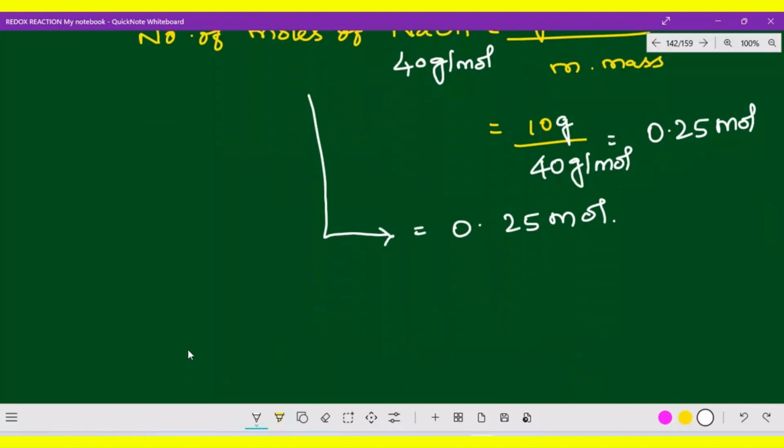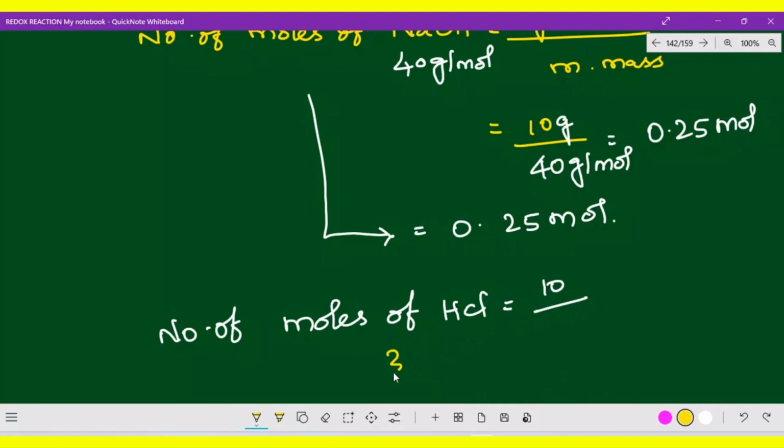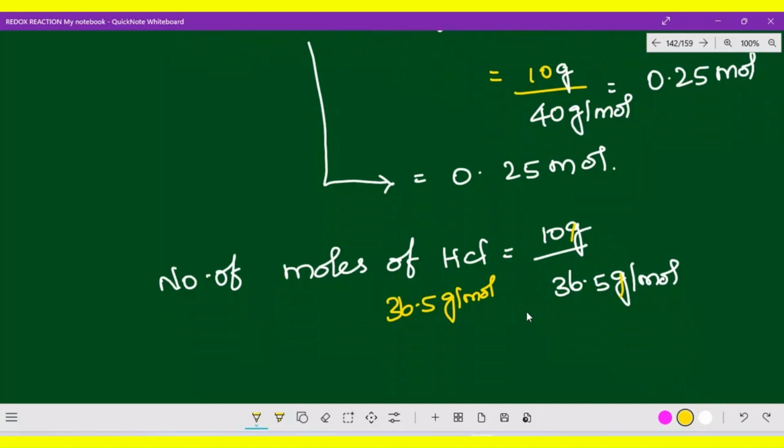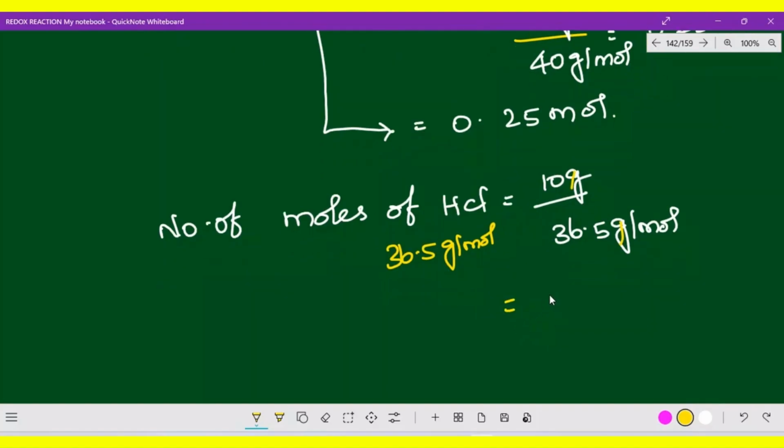Right. Now the same way, the number of moles of HCl. The given mass by molecular mass. So here also 10 by HCl, it is 36.5 gram per mole. Here grams, this gram and gram will be cancelled. So you will get the answer around 0.274 mole. So the moles of HCl is 0.274.